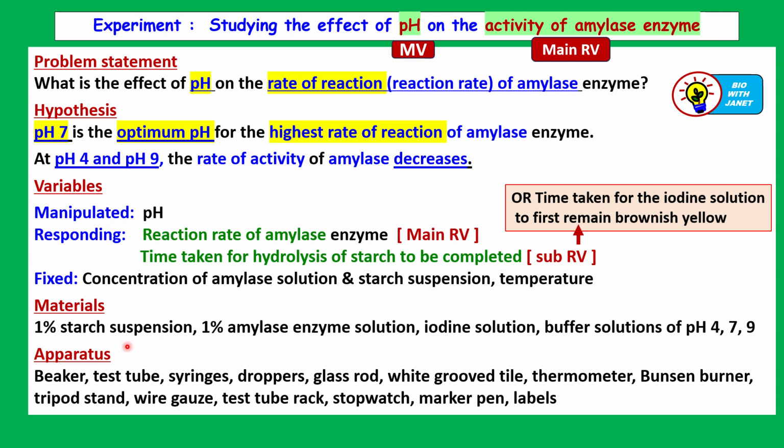Materials: 1% starch suspension, 1% amylase enzyme solution, iodine solution, and buffer solutions of pH 4, 7, and 9. For apparatus: beaker, test tube, syringes, droppers, glass rod, white groove tile, thermometer, Bunsen burner, tripod stand, wire gauze. These four, thermometer, Bunsen burner, tripod stand, and wire gauze, are used to set up the water bath. Also test tube rack, stopwatch, marker pen, and labels.